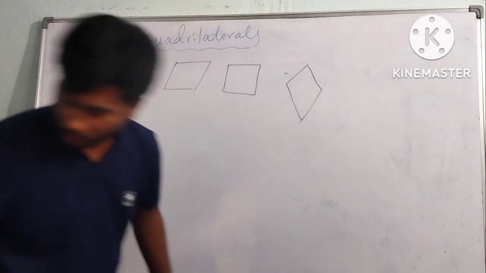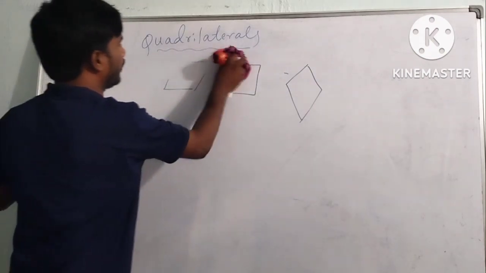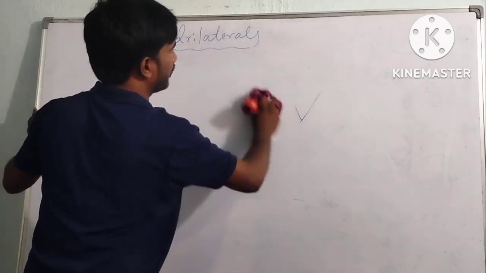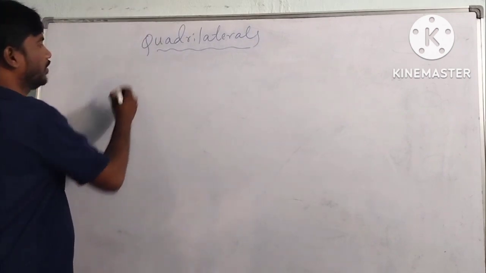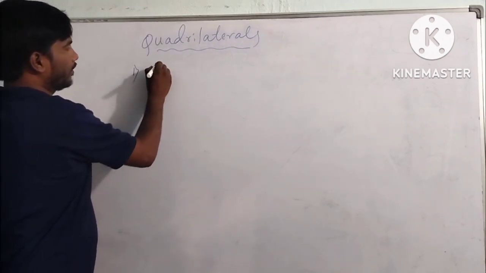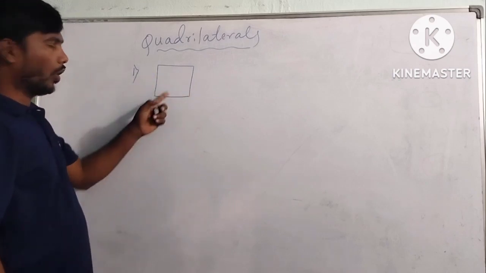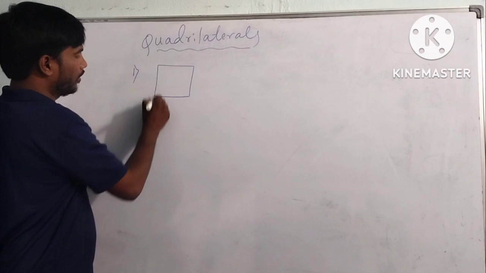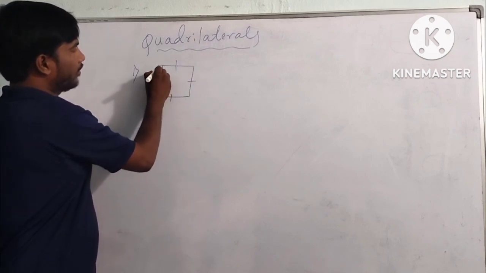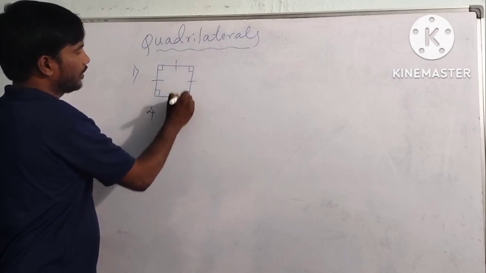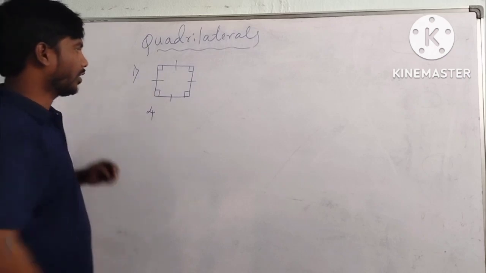Now, properties of quadrilaterals. First, I'm taking square. All the four sides are equal. Four angles are right angles. Opposite sides are equal. Opposite angles are equal. So many properties are there.